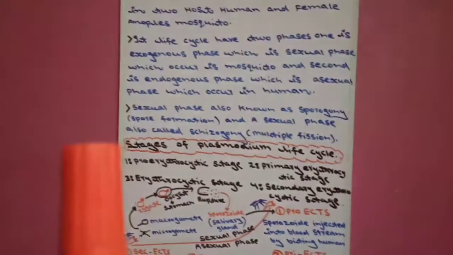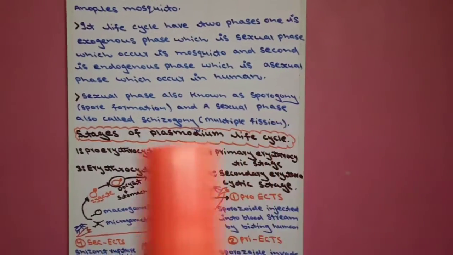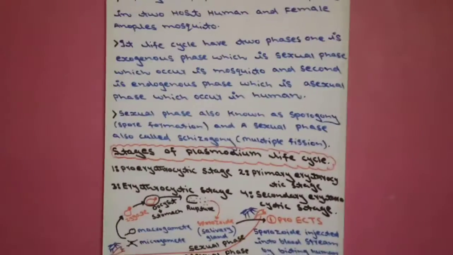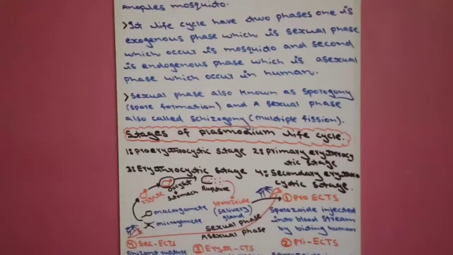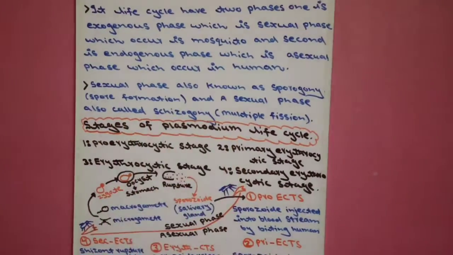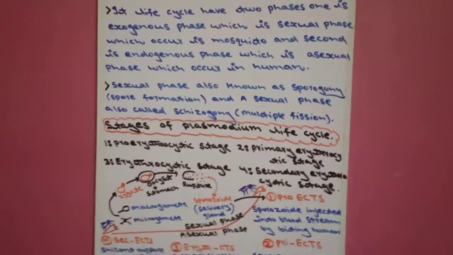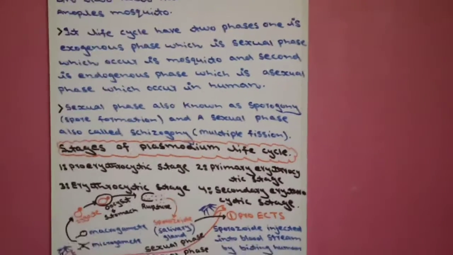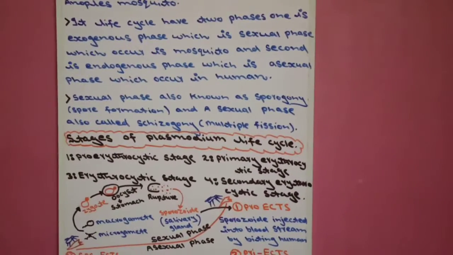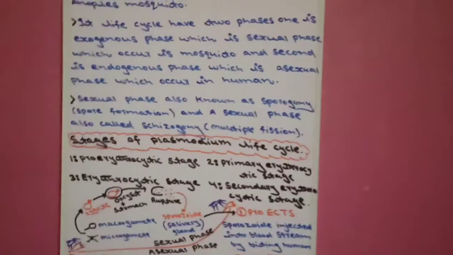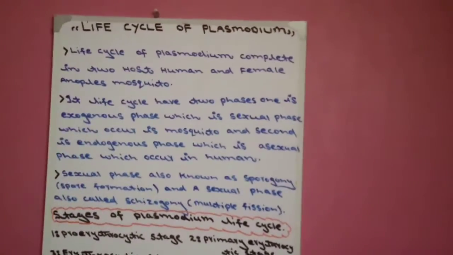The third point is the sexual phase, also known as sporogony, meaning spore formation, and the asexual phase, also called schizogony, meaning multiple fission occurs. Like in bacteria there is binary fission, meaning one cell divides into two, but here the asexual reproduction is not binary fission, it is multiple fission. Here one cell divides into multiple cells. These are the important points related to the life cycle of Plasmodium.